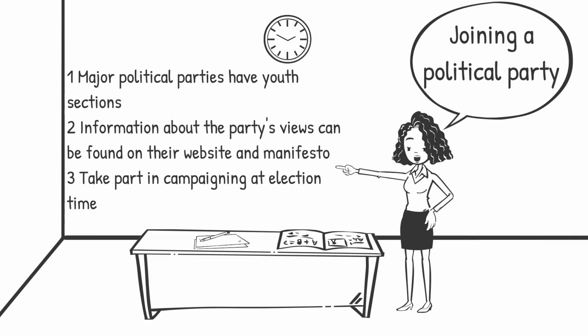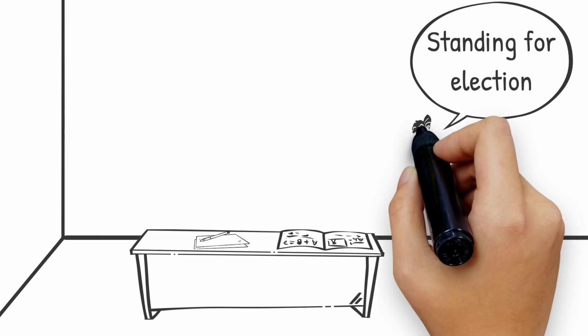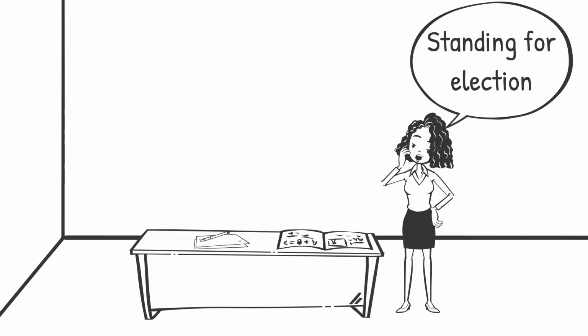You should look at a party's website and manifesto to find out more information. If you join, you will be able to take part in campaigning at election time and help to shape policy. You will also be working alongside those who share your beliefs and values, and help your party succeed. Can you think of reasons why people would choose to represent their political party and stand for election?